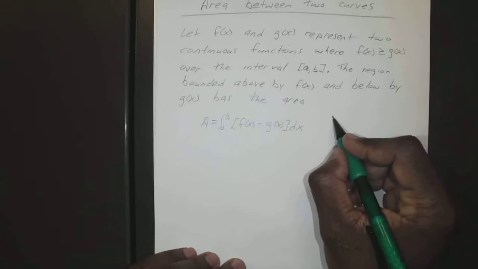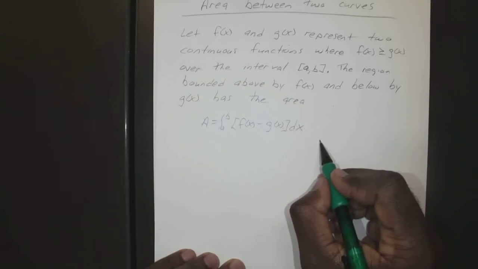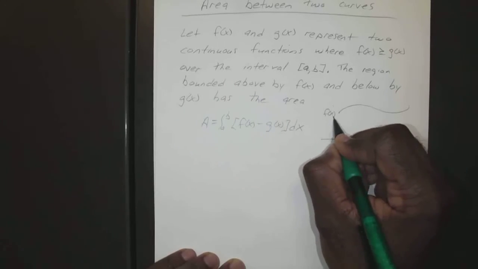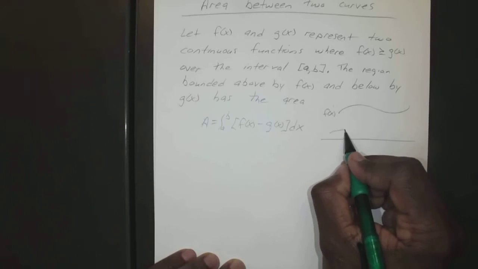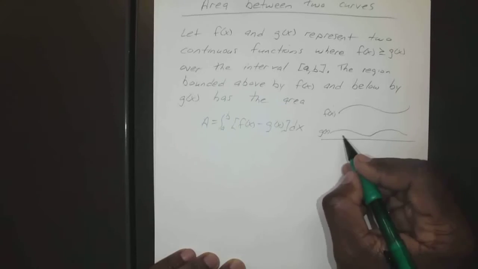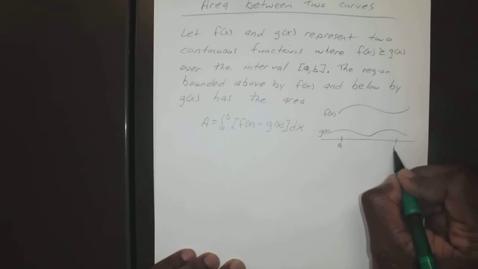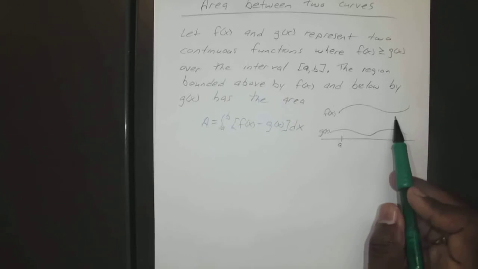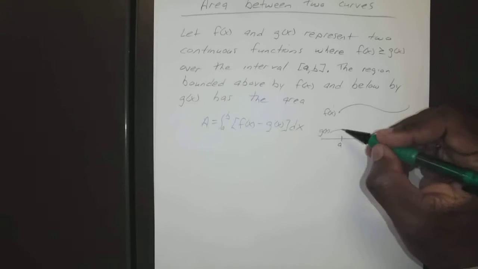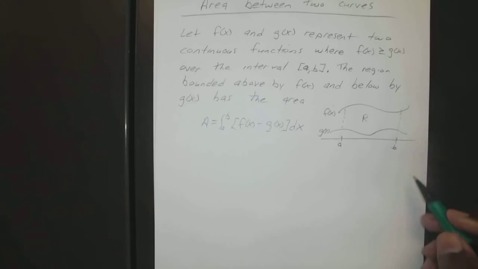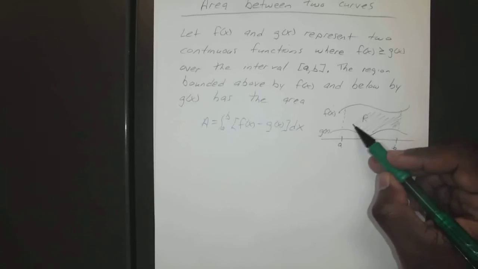If we wanted to look at that as a graph, let's say you have some function, this is f of x, and this is some function g of x. And we're going from a to b. Every point between there, f of x is bigger than g of x. So we're just going to mark that off. We want to know the area of this region here, so we'll just shade that in.